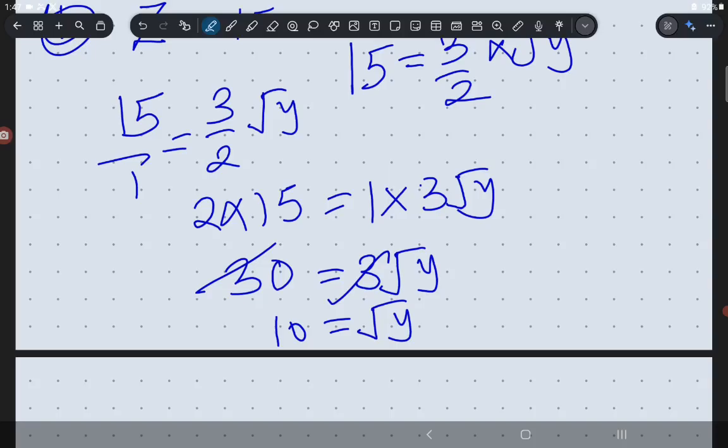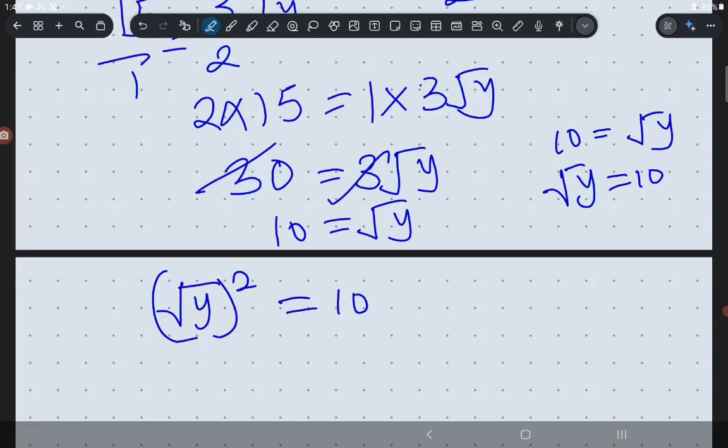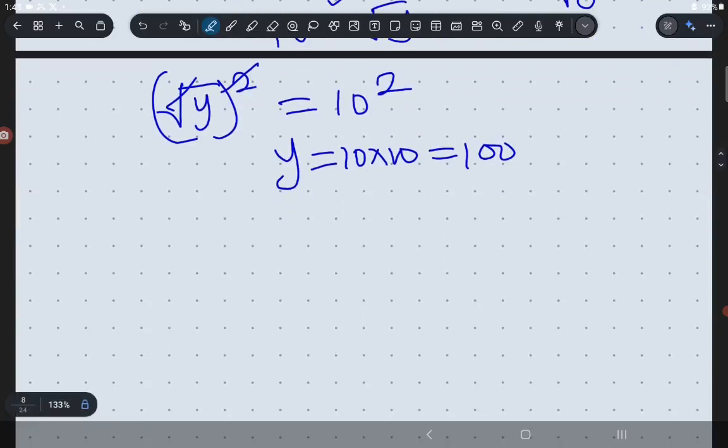So 10 is equal to root y. Let's square both sides. We have root y squared is equal to 10 squared. So we cancel the square and the root, and our y will be 10 times 10, which is equal to 100. So the value of y is equal to 100.